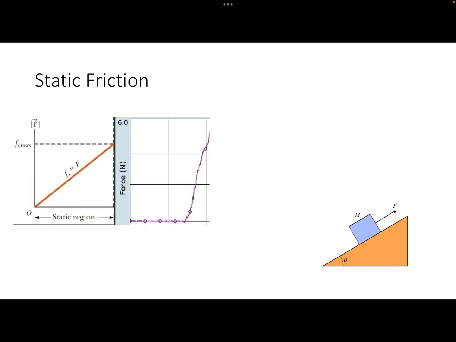All right, let's take a look at static friction first. So static friction is kind of complicated because it can change not only in direction but in magnitude. Static friction prevents an object from sliding. So we only have static friction when an object is motionless and stays motionless. You can't have static friction if an object is moving.